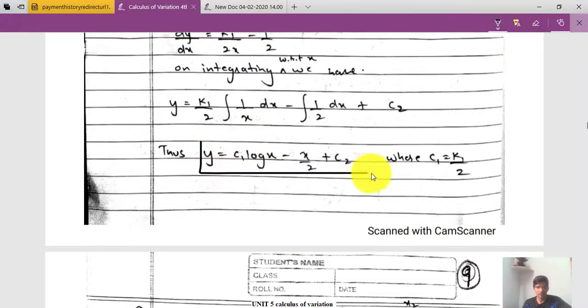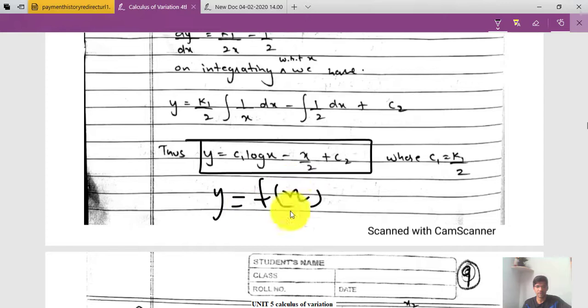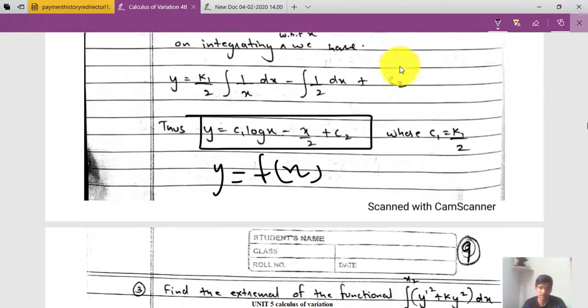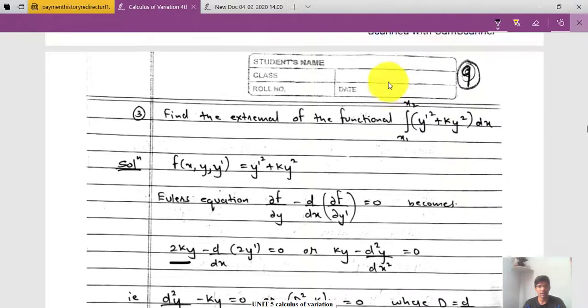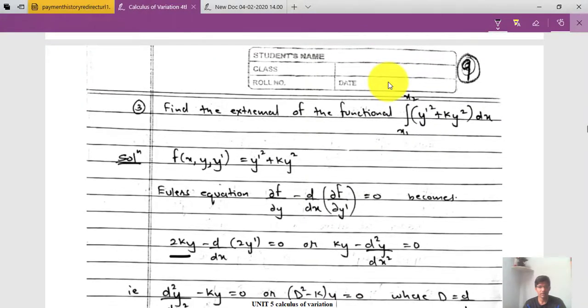And again, if you have an observation, this is also in terms of f of x. For this equation, the above functional is either a minimum or a maximum, that is, an extremum. Whether it is minimum or maximum. Okay, now let us have the third problem.